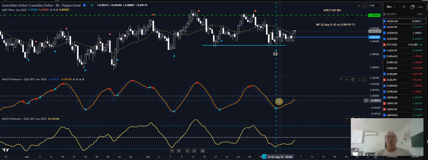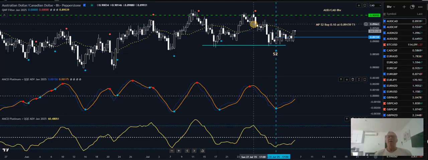The only other time I'll take a MACD Platinum or an HP trade is if I've got a QQE trade on that's not fully closed out yet. The MACD Platinum trade will give me some hedging capabilities, that's all.